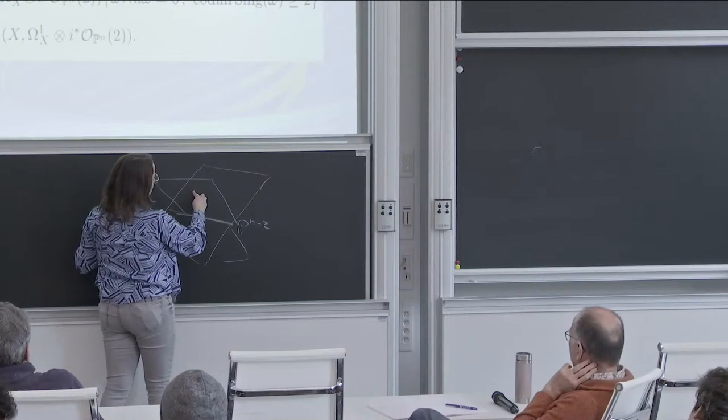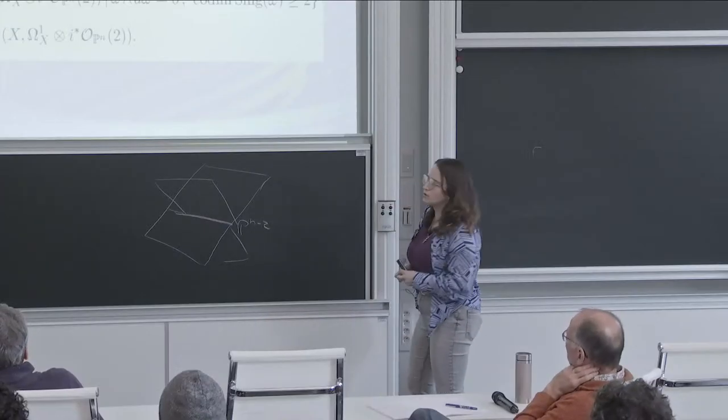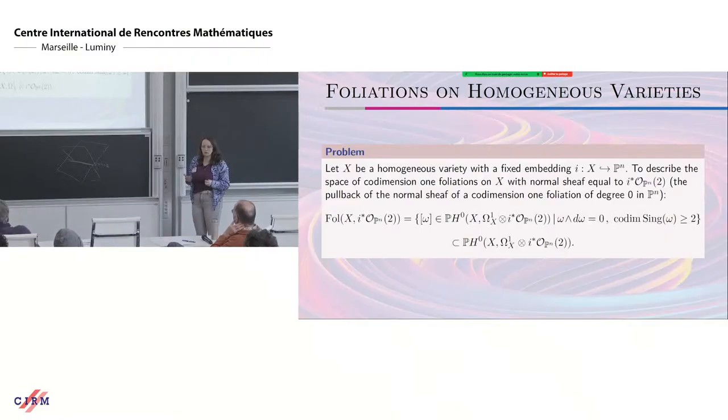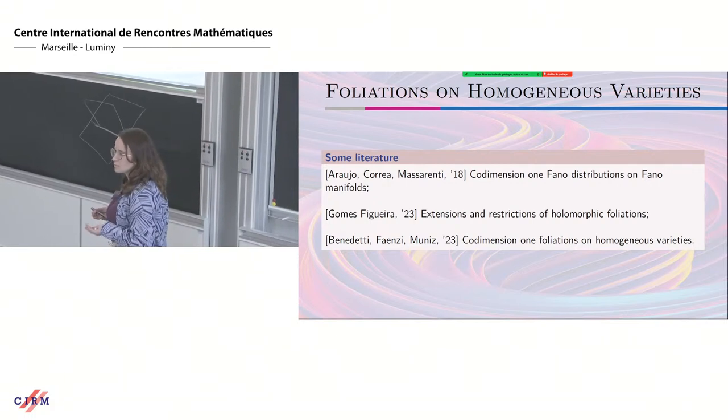So these hyperplanes that we consider will be the leaves of the foliation. And one of our questions that we want to understand is, given this homogeneous variety, whether the foliations on X will be a restriction of a pencil of hyperplanes on P^N. So now I want to cite some references and literature, some papers that work with similar problems.